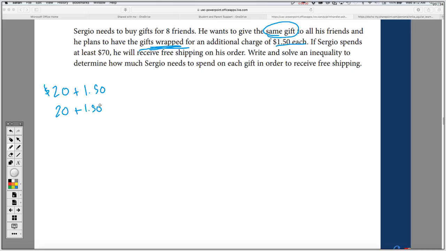Okay, so I set you up. Go ahead and try to do the rest. Try to find out what it looks like with a variable.